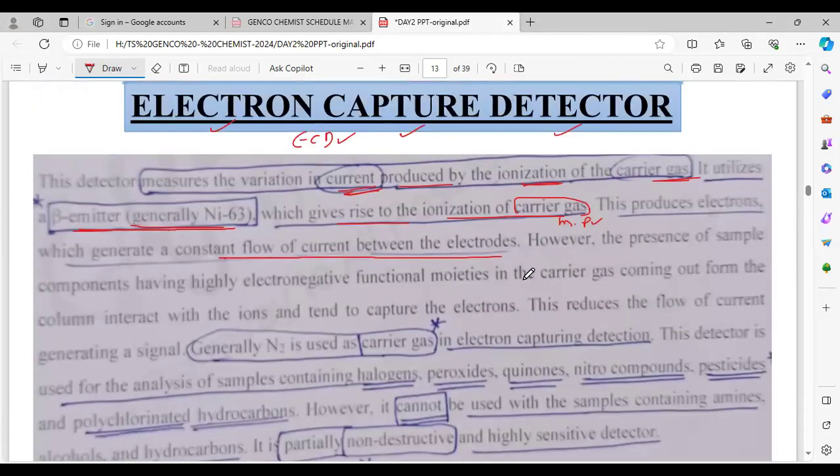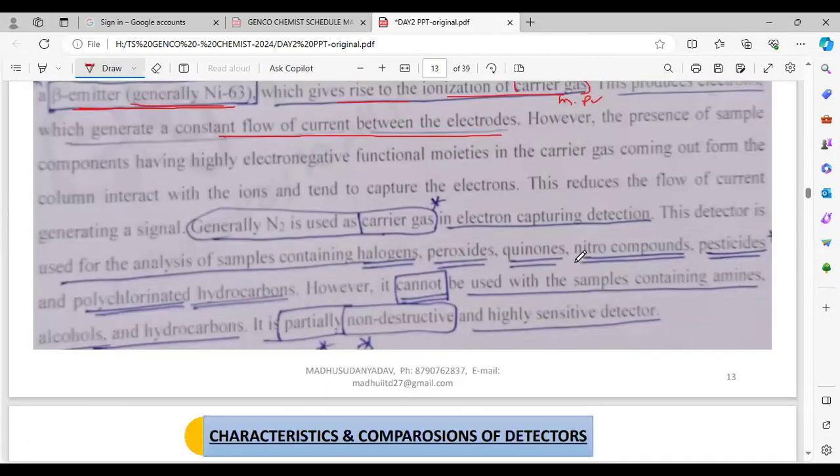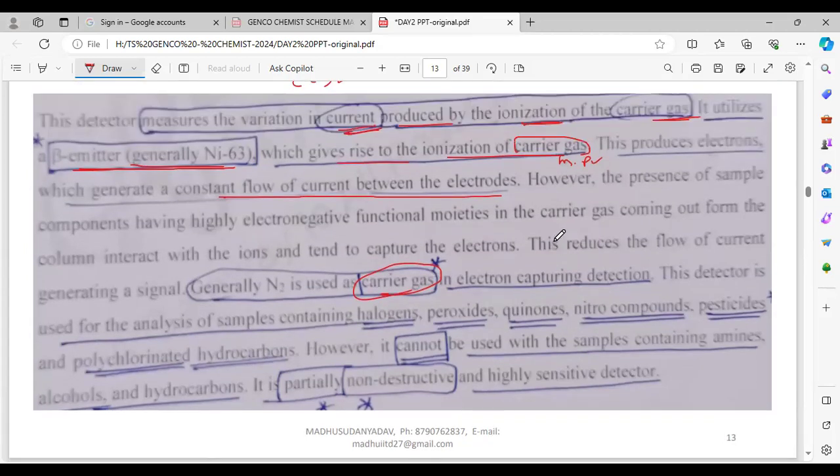So in this detector, ECD, nitrogen is used as a carrier gas. First of all, in TCD, what are the carrier gases? Helium and hydrogen are used. Here nitrogen is comfortably and frequently used with ECD. Nitrogen as a carrier gas in ECD, hydrogen and helium as carrier gases in TCD.